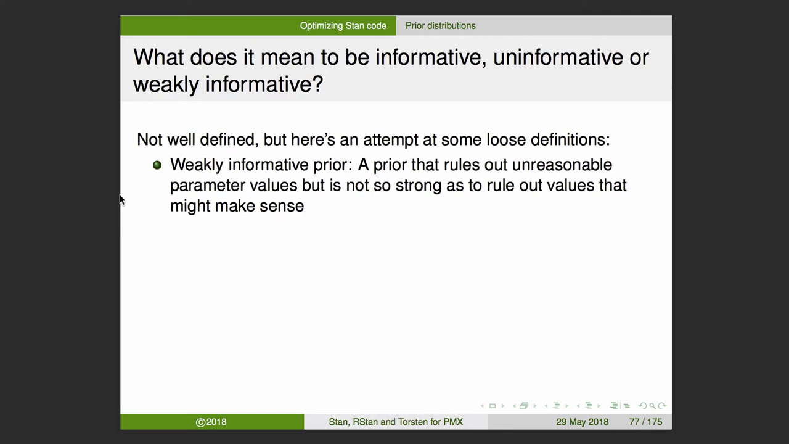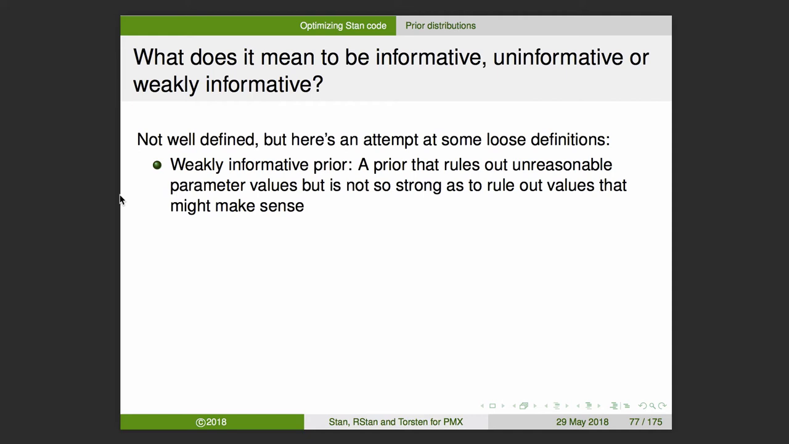So another thing is when we talk about these things, and there's probably different people with different levels of bias here in terms of how they would do this, but the question is, what does it mean to be informative, uninformative, weakly informative, and so on? I personally don't think those things are particularly well defined, so I'm just going to make an attempt at some kind of loose definitions, so we have a rough idea what we're talking about. When I say it, you have a rough idea what I'm thinking, because I probably only have a rough idea of what I'm thinking.